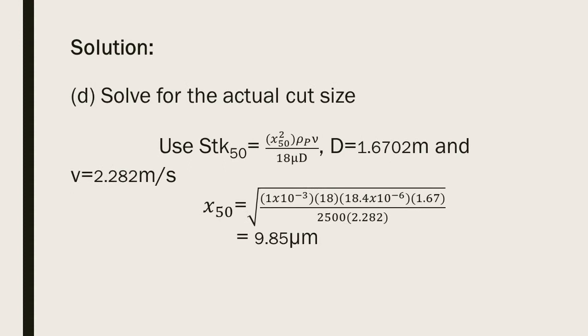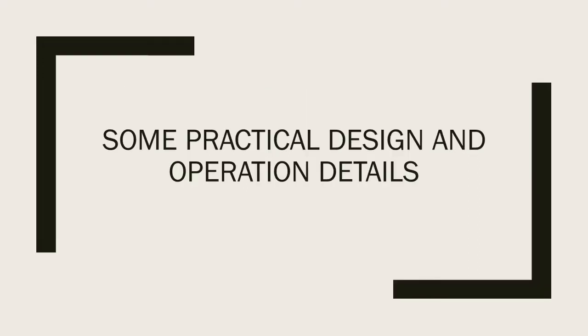The last thing to do is to solve for the actual cut size. We use the formula for the Stokes number, and we are going to use the values for the diameter of the cyclone separator and the characteristic velocity, which we have solved earlier. We now get that the actual cut size is equal to 9.85 micrometers. We're now done with sample calculations, so now let's proceed to some practical design and operation details.